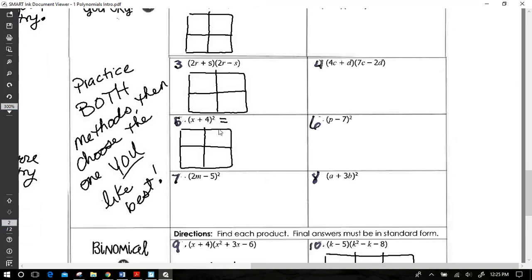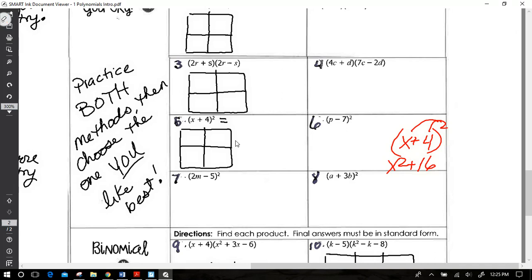Now I want to talk about number 5 here. Number 5, I have x plus 4 squared. And I'm going to write this out to the side here. X plus 4 squared. And here's what students try to do. They try to just say, okay, that's x squared and that's 4 squared, which is 16. And they think that that's it. They're done. That is not the proper way to do this.